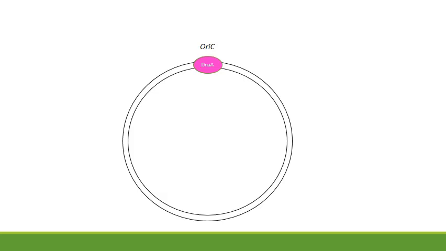So we're looking at our circular chromosome of E. coli. DnaA binds to oriC and is able to open up that DNA so that a portion of it is single-stranded. So we have our two single-stranded regions here in our circular chromosome.